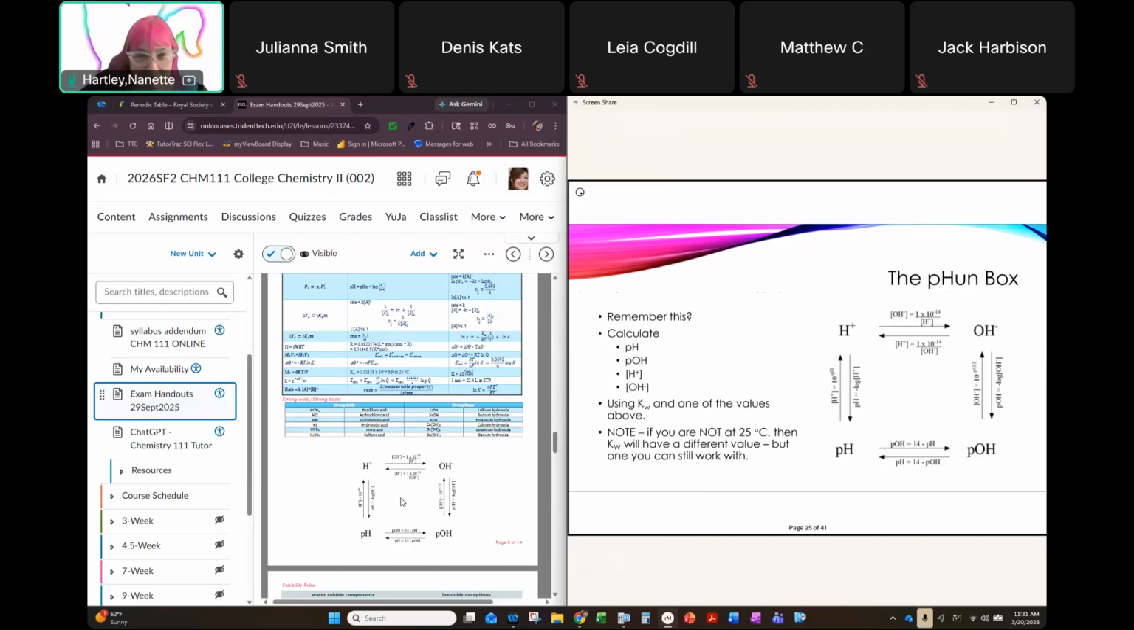Now let me remind you of the fun box. As you can see, this is on your exam handouts. The reason that this is here is to remind you how to get from one to the other. So if I'm here at the pH and I want to get to H+, I can see that H+ is equal to 10 to the negative pH. So that's the mathematical relationship that I need to be able to calculate H3O+ from pH. The direction of the arrow tells me which one I'm doing. All of those equations are available to you. The expectation is that you will be able to calculate the other three if I give you one.